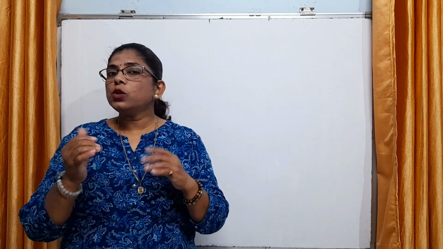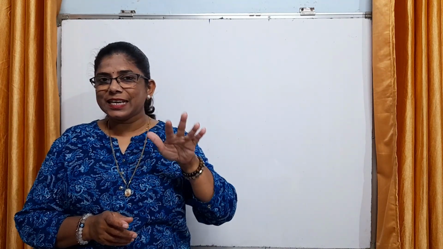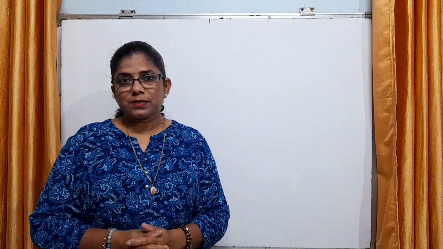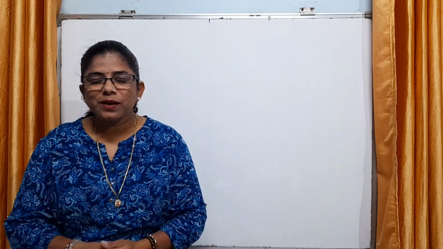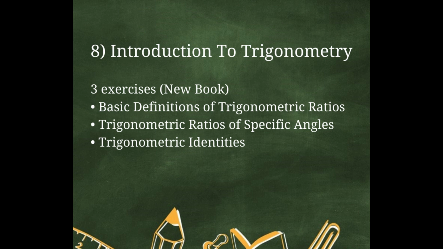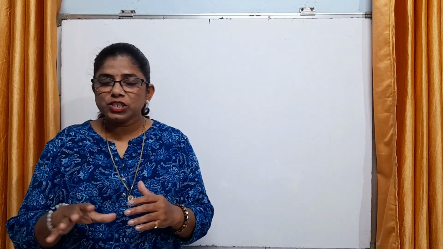But now, in your new syllabus, one exercise is reduced, one exercise is cancelled, and which is based on trigonometric ratios of complementary angles. Actually, even this was a very good part, but it's reduced. So now you have only the basic definition of trigonometric ratios, trigonometric identities, and trigonometric ratios for some specific angles. So this is going to be the only part of this chapter.